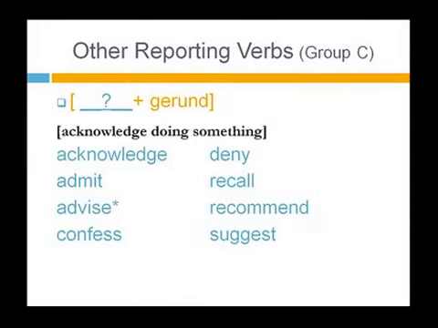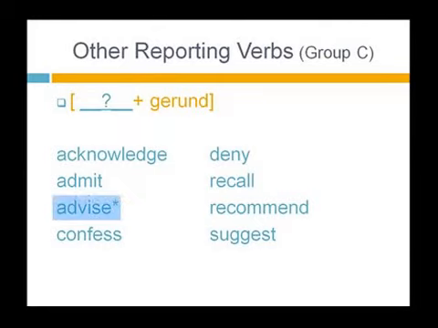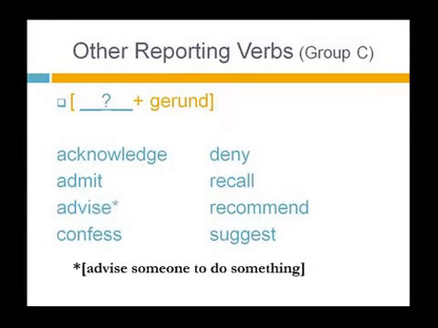For example, acknowledge doing something, admit doing something. Advise is a verb that belongs to both Group C and A, so we can advise doing something, and we could advise someone to do something.